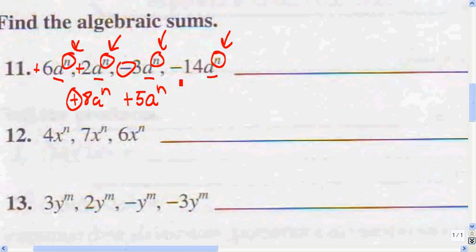And then I've got negative 14a to the n. So the signs are different, so we subtract. 14 minus 5 is going to give us 9. 9a to the n, and that's going to be our answer. But wait, which number is bigger, a 5 or 14? Okay, you're right. 14 is bigger. So that means that your answer has to have the sign of the bigger number. So since the bigger number has the negative sign, you know that your answer is negative.